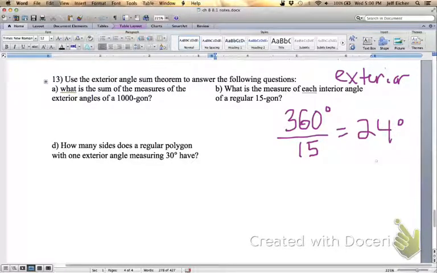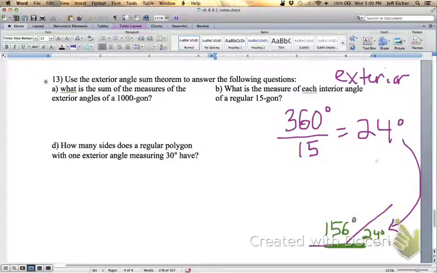So I'm not going to try to draw a 15-gon, but you can imagine this being one of the exterior angles right here. And right in there is 24 degrees. How could we find the interior angle then? Well, notice this is a straight angle right here. A linear pair. This is 24. 180 minus 24 is 156. That's right. So this answer is 156 degrees. Interior angle of a regular 15-gon.